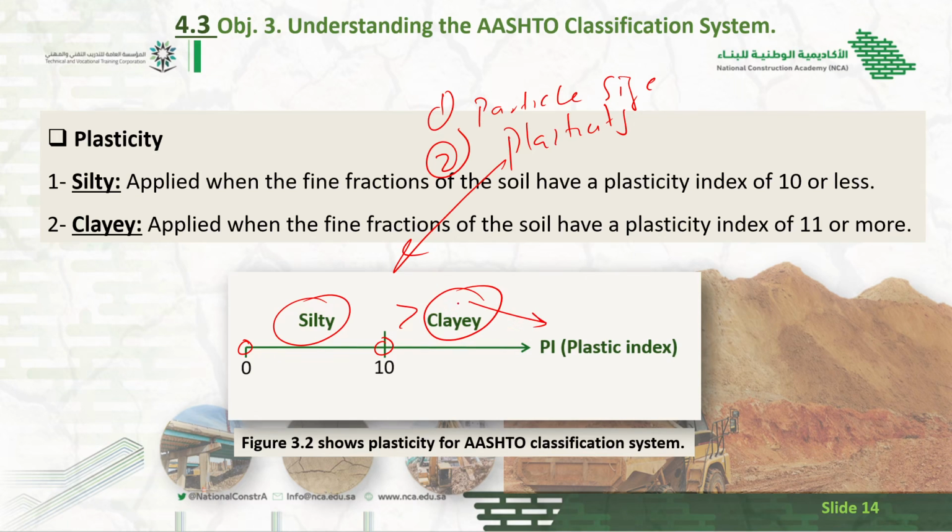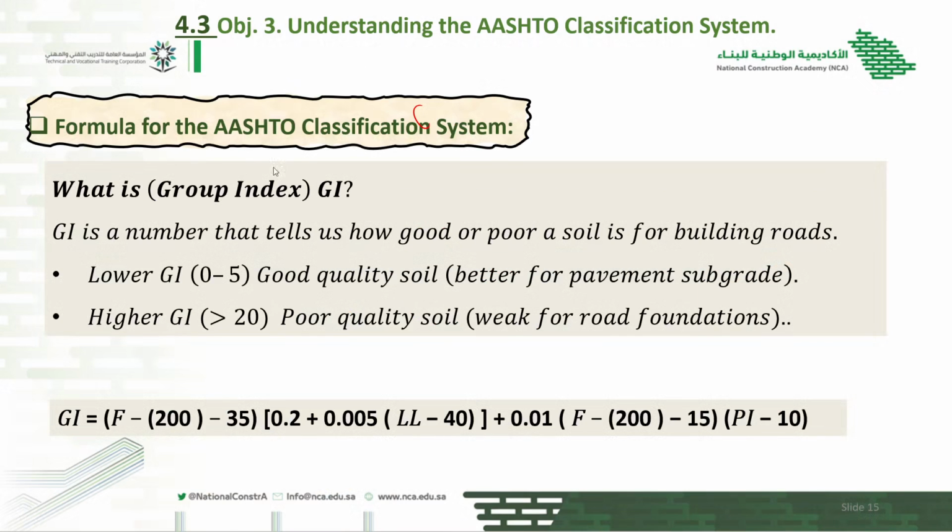As we know, clay particles are very small, and if the particles are very small, they absorb water very highly, so their plasticity is more. So if the PI value is more than 10, the plastic index is very high, so it is clay. If the plastic index is between 0 and 10, it is considered to be silt.